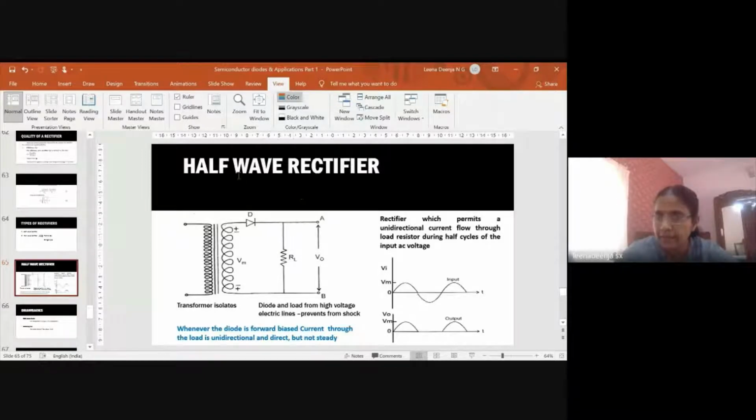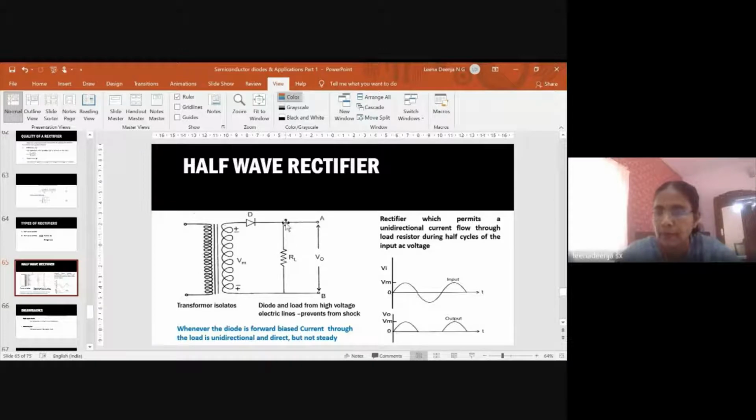And this rectifier, what is a rectifier? Rectifier is a circuit which permits unidirectional current flow through a load resistance during half of the cycle of input AC voltage. So half wave rectifier is a circuit which permits unidirectional current flow. ഇപ്പോൾ ഒരു ഡിറക്ഷനിൽ മാത്രമേ കറണ്ട് ഫ്ലോ ചെയ്യുള്ളൂ. യൂണിഡിറക്ഷണൽ കറണ്ട് ഫ്ലോ ത്രൂ ലോഡ് റെസിസ്റ്റൻസ്.